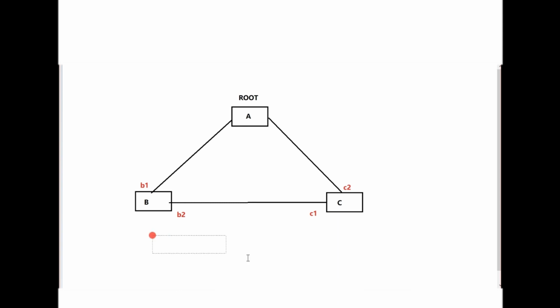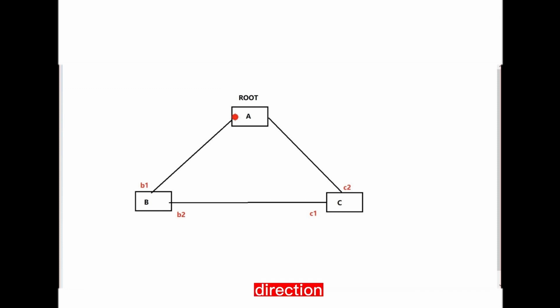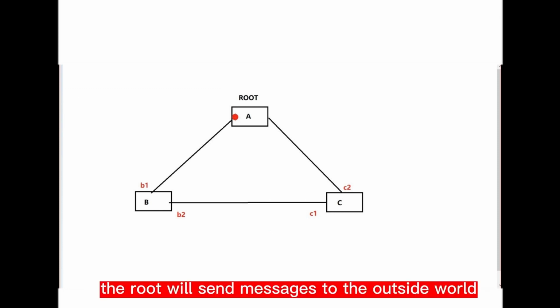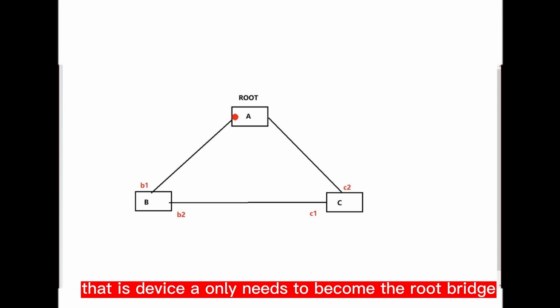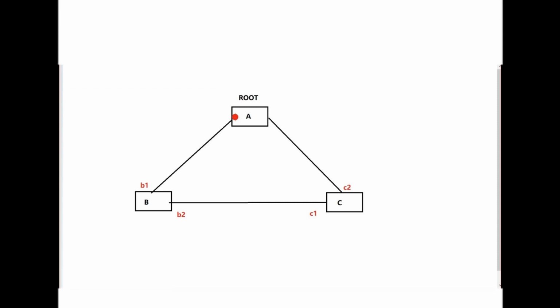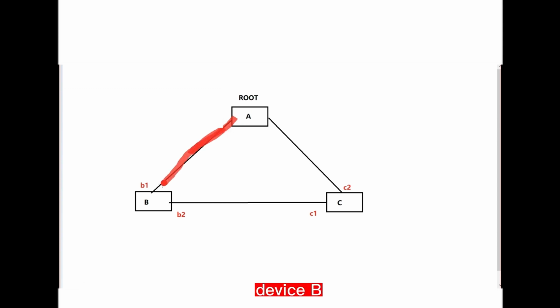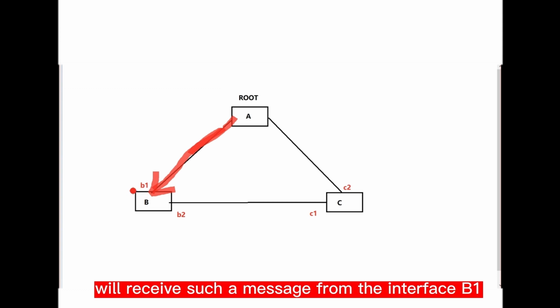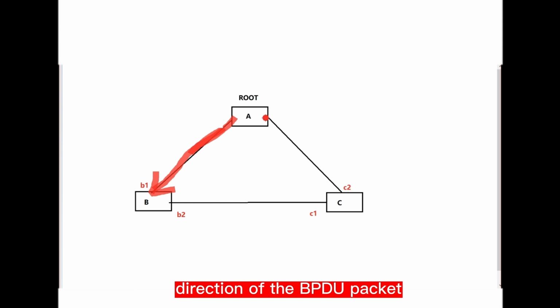When we compare, it actually compares the root path cost in the inbound direction. The root will send messages to the outside world, which are then forwarded by the non-root devices. That is, once device A becomes the root bridge, all future BPDU messages will be sent by this device. Device B will receive such a message from the interface B1. The inbound direction refers to the inbound direction of the BPDU packet. The same applies if it is received from the B2 interface.